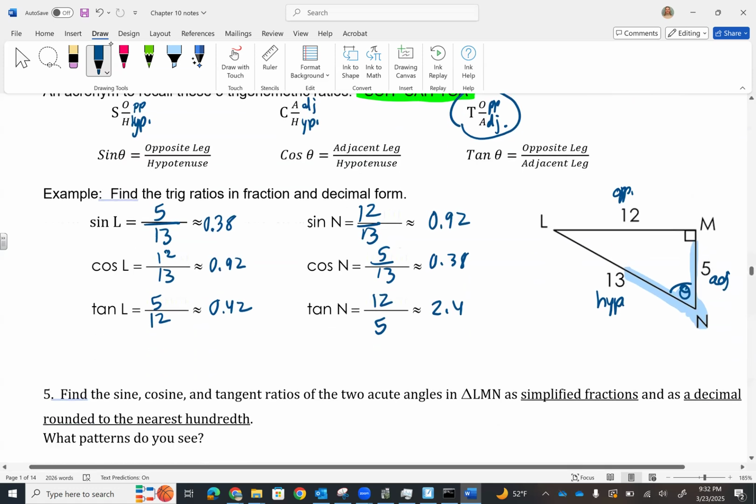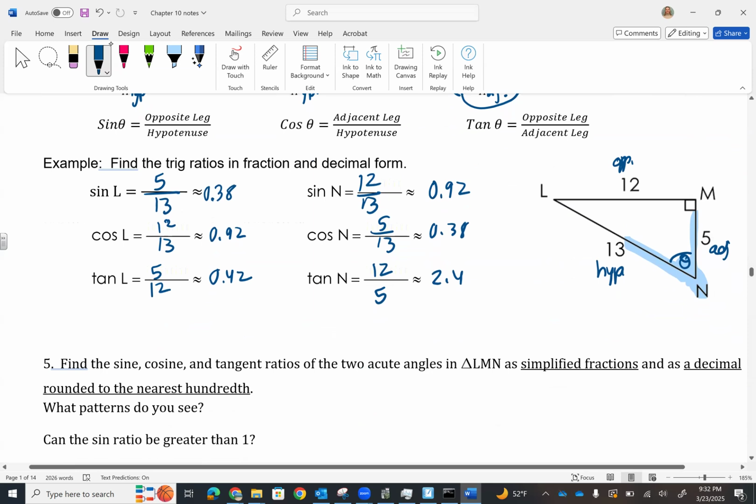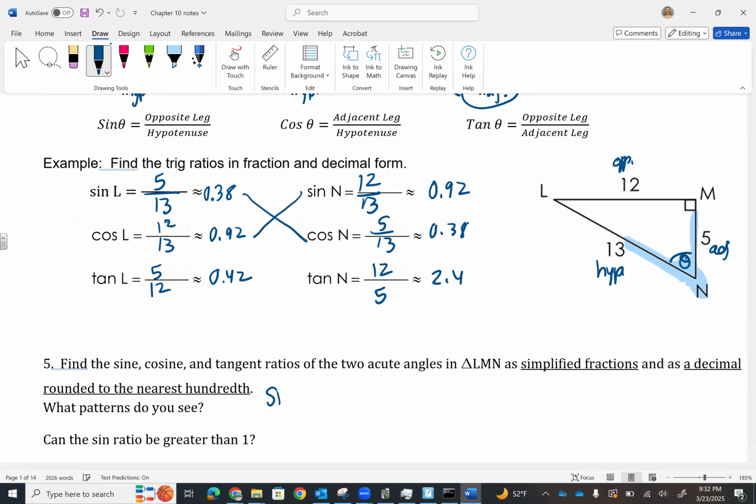Now it's going to ask you, do you notice anything? Okay. The patterns I see are this. Do you see that these are kind of interchanged? The sine of L equals the cosine of N, because from one side of the triangle, the adjacent is different from the opposite from the other side of the triangle. So cosine from one angle's perspective is equal to the sine of the other angle's perspective. So you could do the opposite and say, sine of N equals the cosine of L.